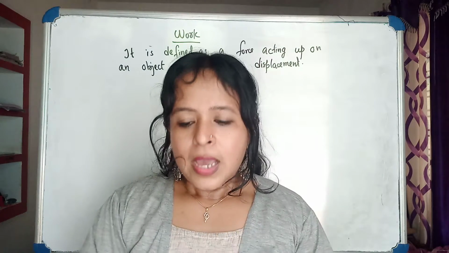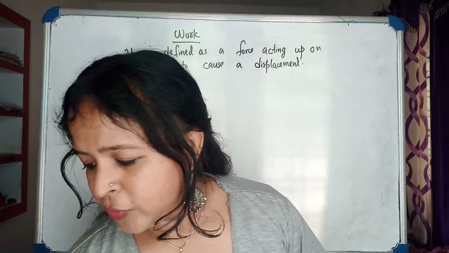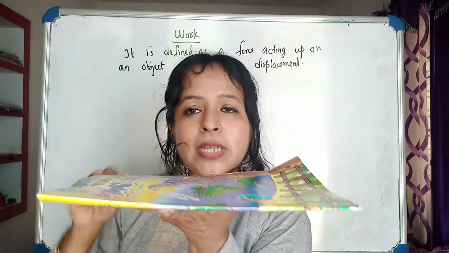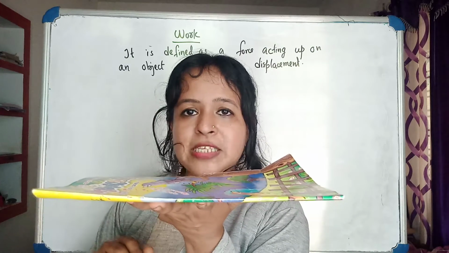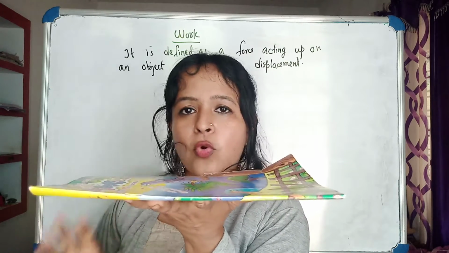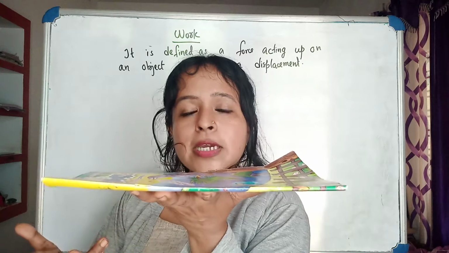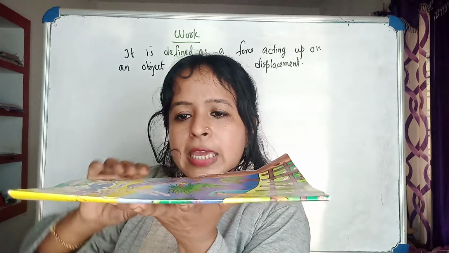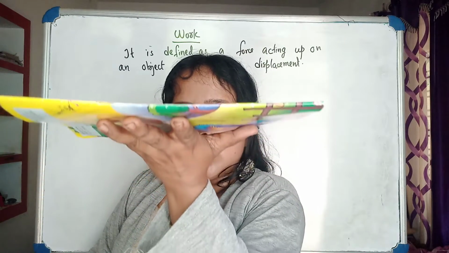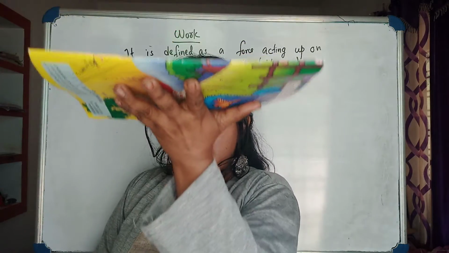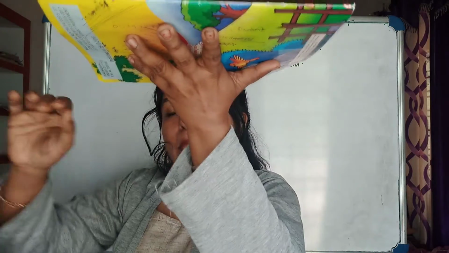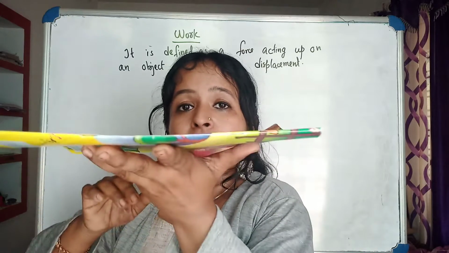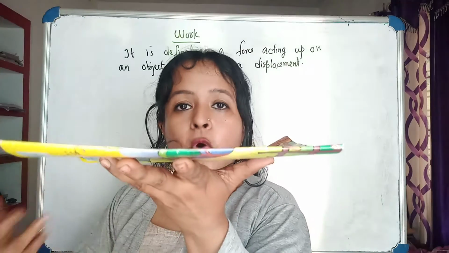Okay. And for an example, if I am holding a book like this, and there is no displacement, and I am applying no force on it, then the work is equal to 0. If I am lifting this book in the upward direction like this, and it is displaced a distance of about 10 or 20 centimeter, and I am applying a force of 10 Newton, what is the work done?